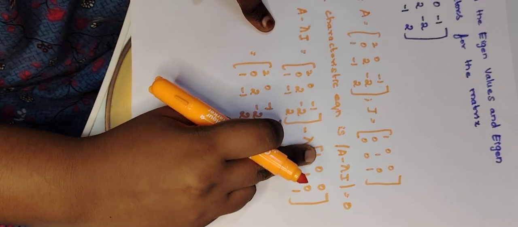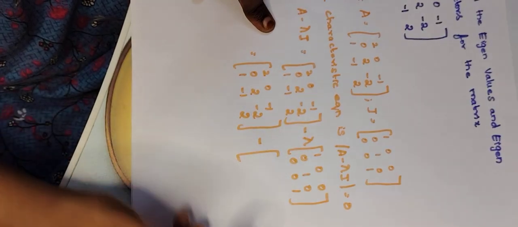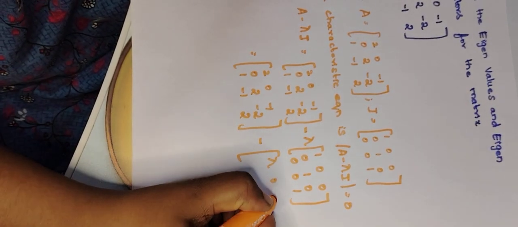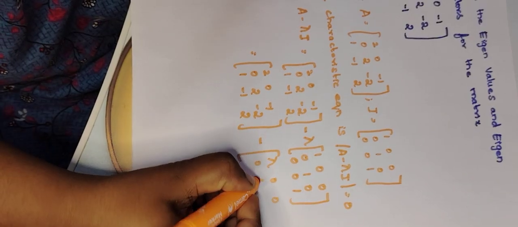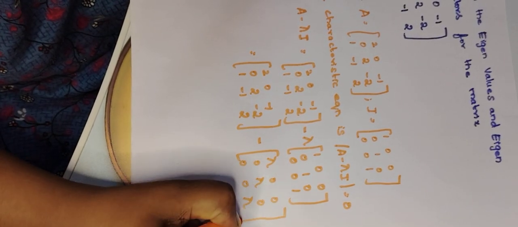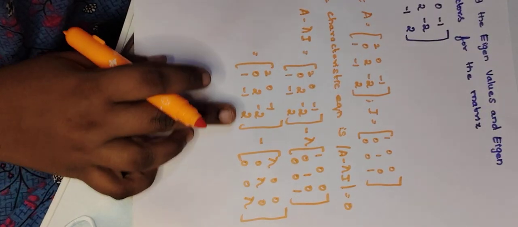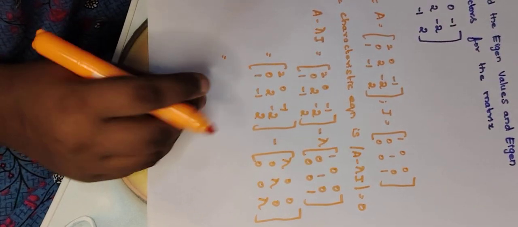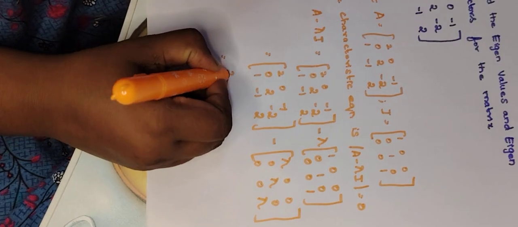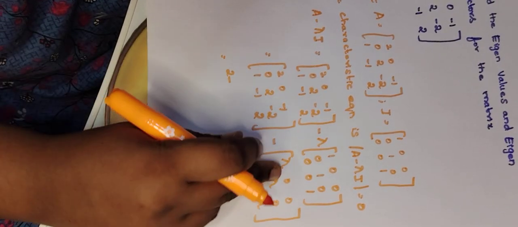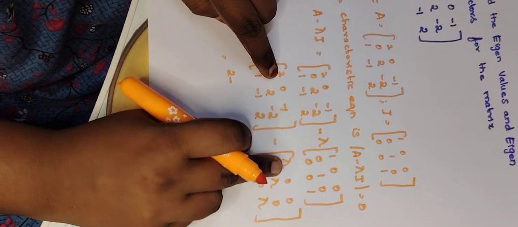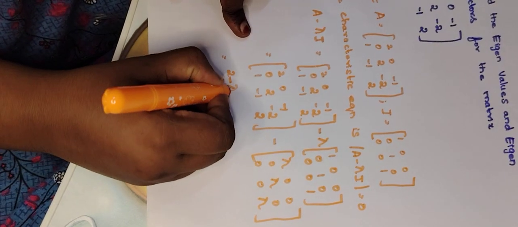Lambda into 1 is lambda, and lambda into 0 is 0. So I'll multiply the terms. Here it is lambda 0 0, 0 lambda 0, 0 0 lambda. Now I am going to subtract both the matrices. While subtracting, the first element is 2, the sign is minus, and in the second matrix the first element is lambda. So 2 minus lambda.